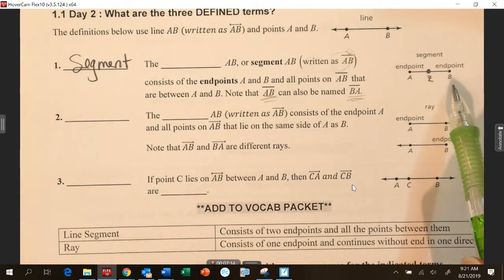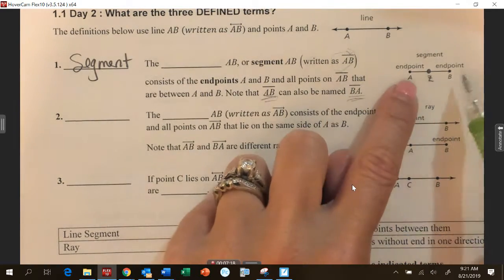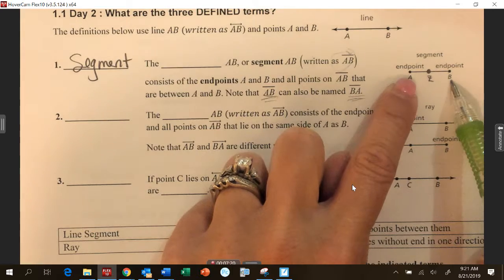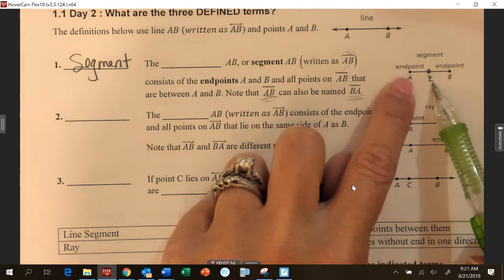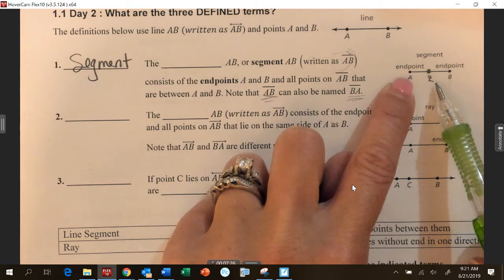You cannot use the Z when you name segment AB, because when you name the segment, you are saying the endpoint. So you cannot use the Z. That is not an endpoint.